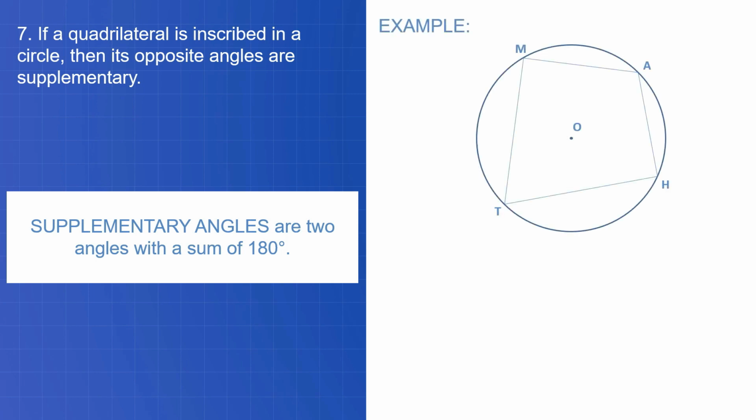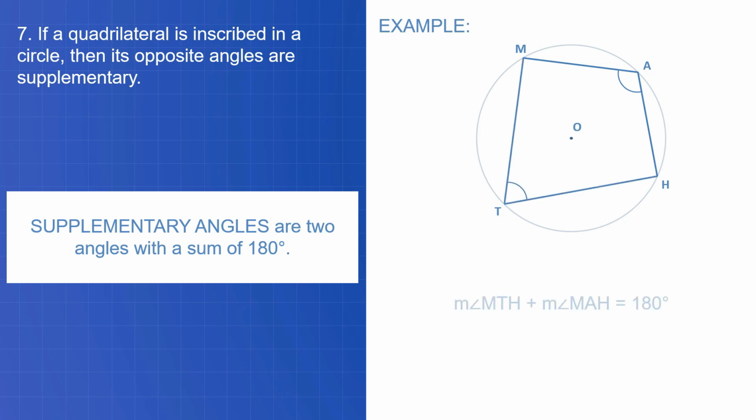Suppose a quadrilateral MAHT is inscribed in a circle O. Therefore, the measure of angle MTH plus the measure of angle MAH is equal to 180 degrees. And also, the measure of angle TMA and the measure of angle THA is also 180 degrees.